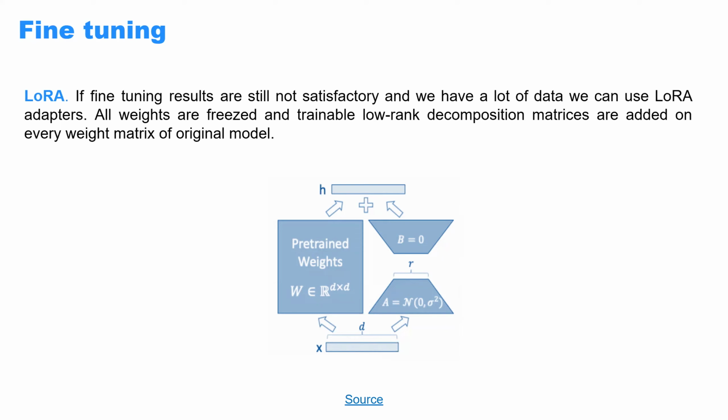How is it performed? We add low rank adapters, that's linear layers, on every weight matrix of the original model. So we had weight matrices that transform our input to query, key and value. We add their low rank adapters that have fewer parameters than the original weights, and then we train these weights on a downstream task.